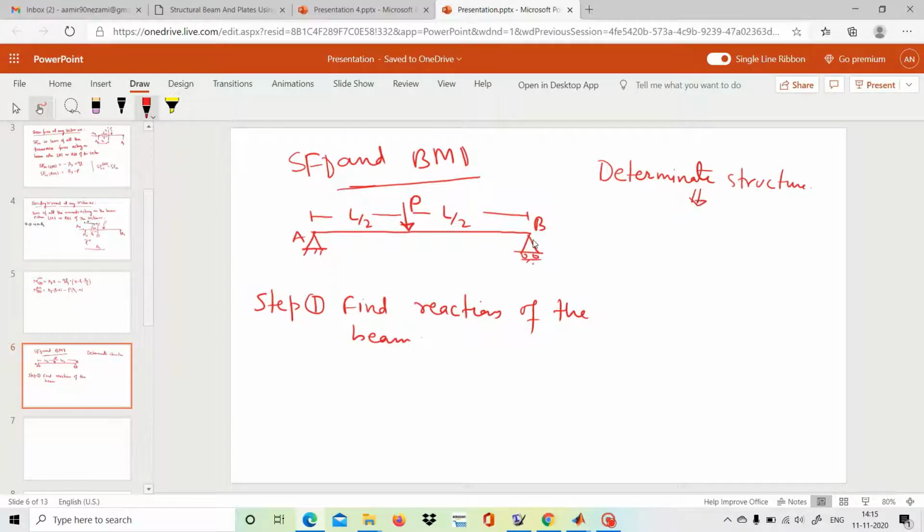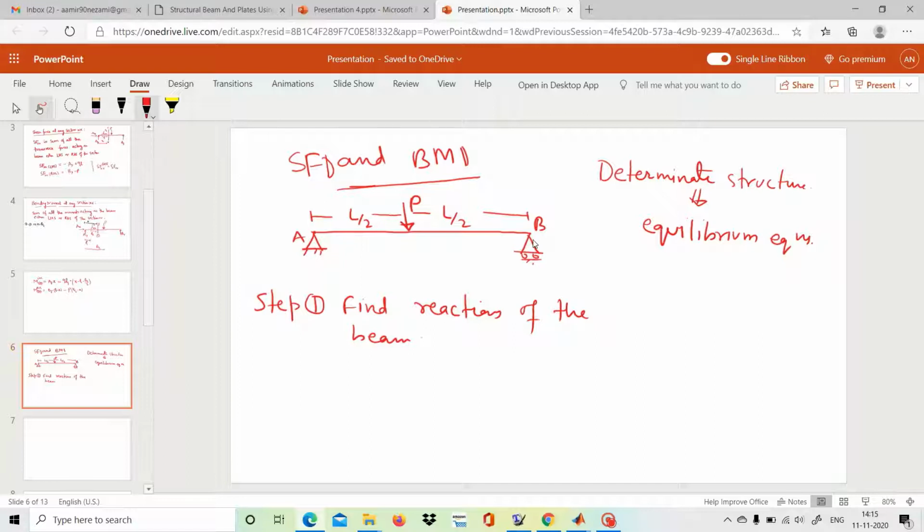The determinate structures are those which can be solved by equilibrium equations. Its number of equations and number of unknowns are equal.